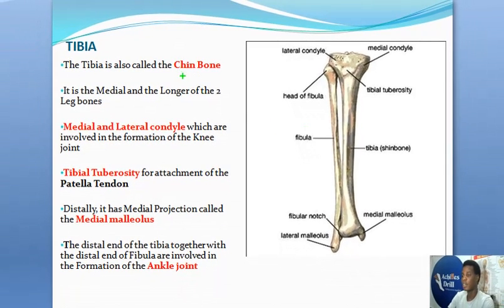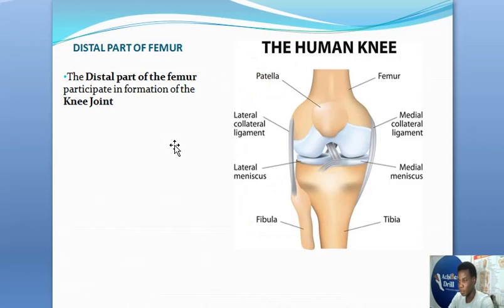Understand that the tibia is also called the shin bone. Another name for it is the shin bone, and it is the medial and the longer of the two leg bones, as we explained earlier. It has medial and lateral condyles which are involved in the formation of the knee joint, just as we explained earlier. Take a look at this picture.